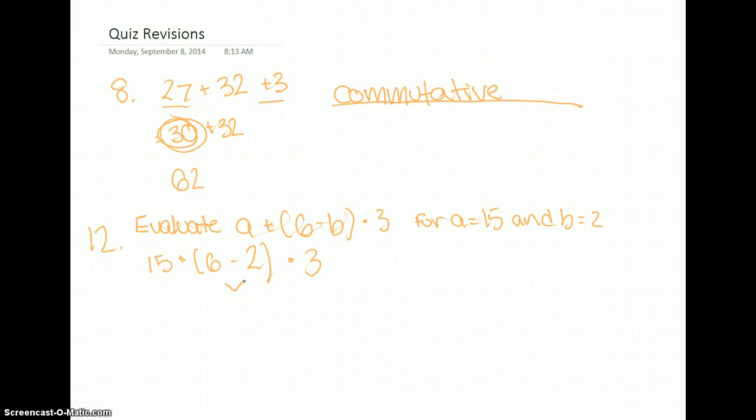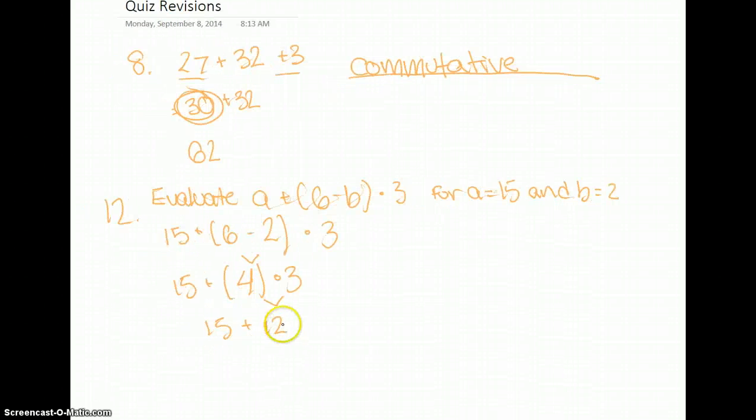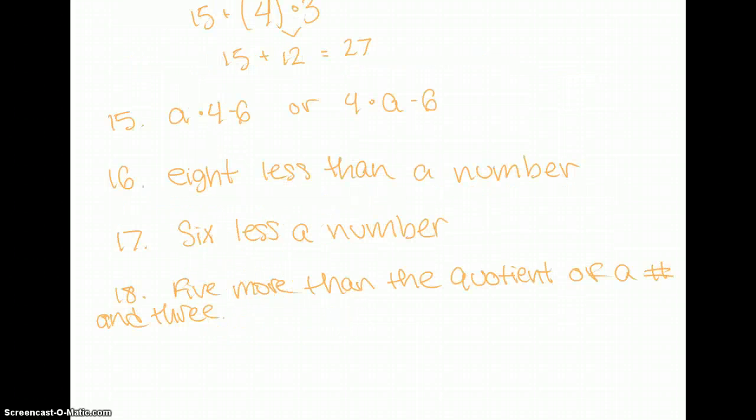On my quiz, I wrote 6 minus 2 is 3, but it is really 4. It was just a silly mistake. So 6 minus 2 is 4 times 3, or plus 15. Using order of operations, I'm going to go 4 times 3 is 12, and then 15 plus 12. My final answer is 27.